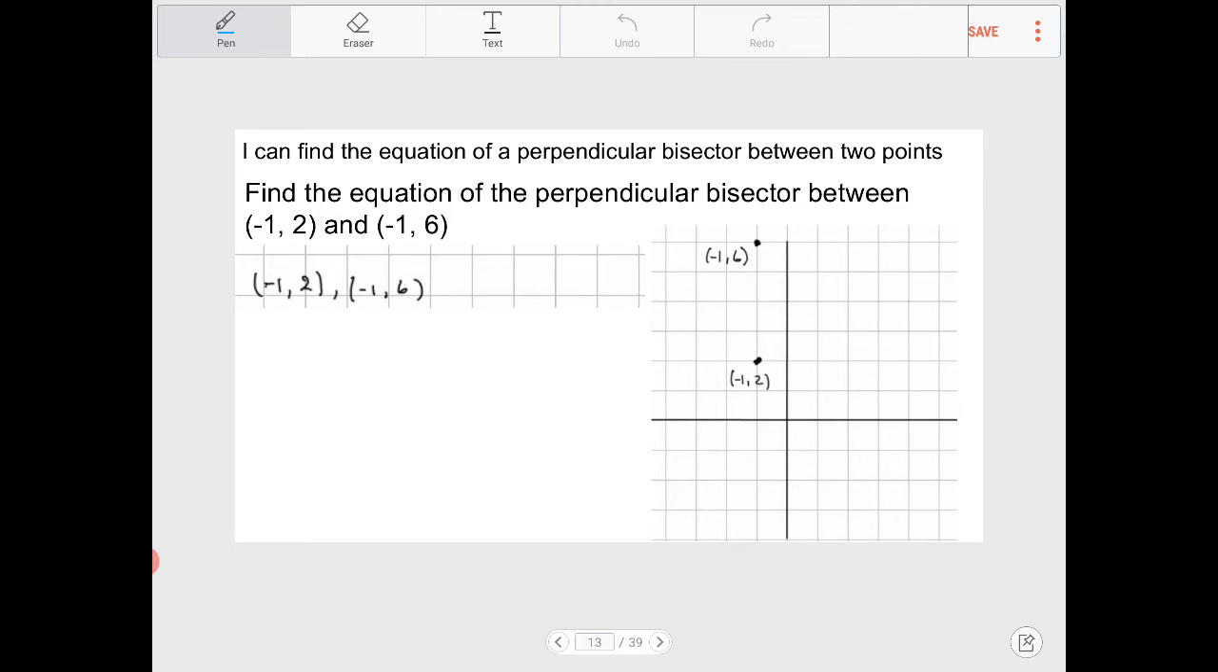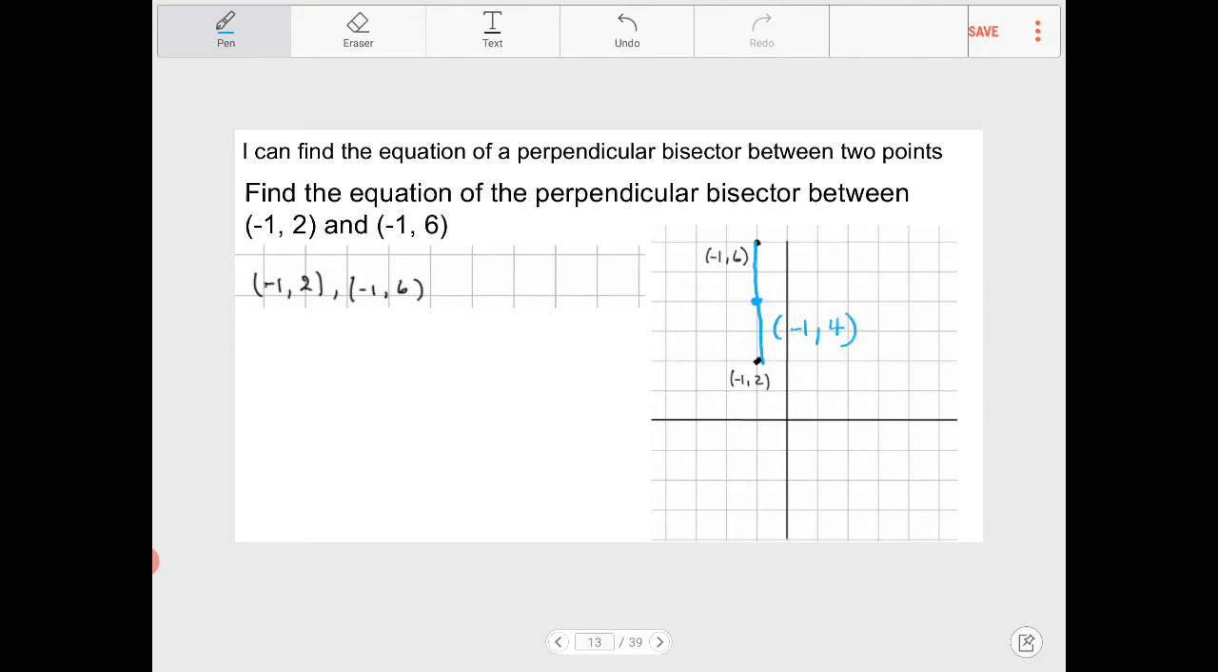All right, let's take a look at another example. We need to find the equation of the perpendicular bisector between (-1, 2) and (-1, 6). When graphed, we can see that the two points are stacked one on top of the other vertically. Just by counting, using a little bit of logic, I can identify the midpoint. The midpoint is located over here, which is (-1, 4).